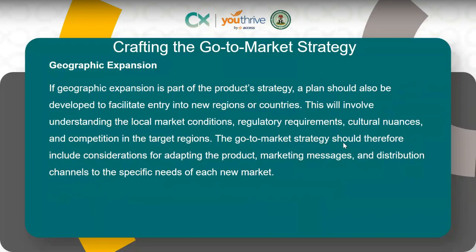So next, we are looking at geographic expansion, all right. These are areas that most people don't even consider most times. Most people don't plan the scaling of their product in their go-to-market. So geographic expansion is a part of the product strategy. A plan should also be developed to facilitate entry into new regions and new countries. This involves understanding the local market condition, regulatory requirements, cultural nuances, and competition in that target region. The go-to-market strategy should therefore include consideration for adapting the product, marketing message and distribution channel to the specific need of the new market.